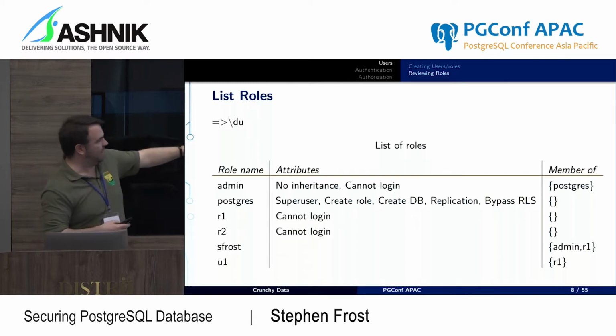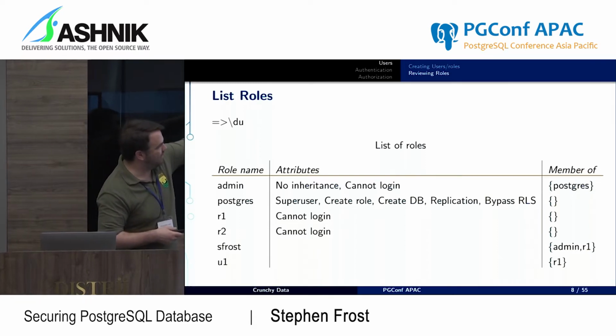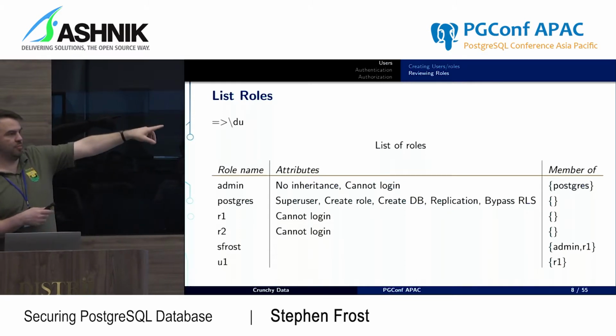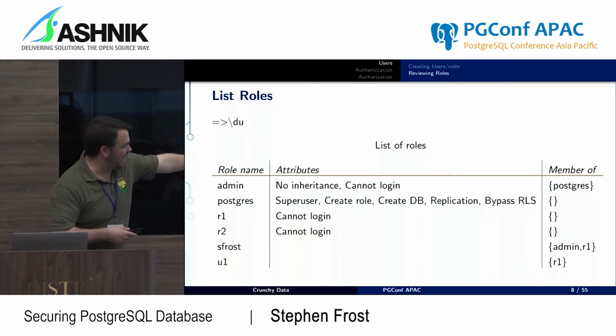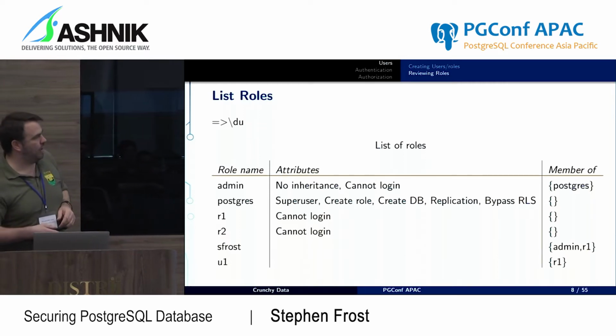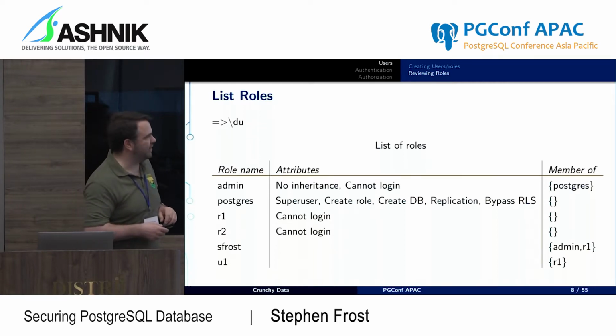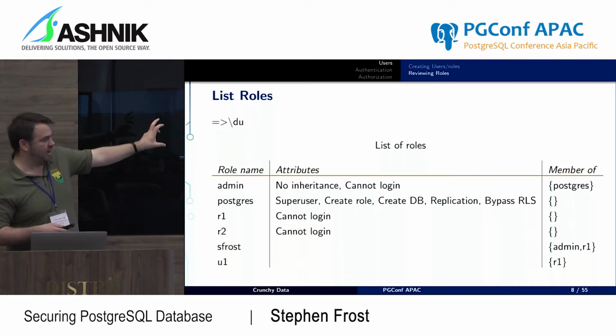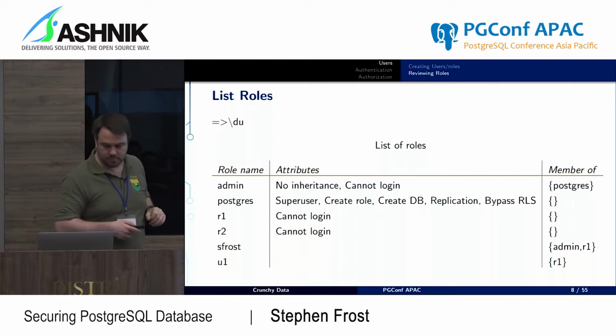So here you can see I've got a very similar setup to before. I have admin, which has no inherit and cannot log in, but they're a member of the Postgres role. And then I have sfrost down here, who is a member of both the admin role and the R1 role in this case. And here you can see R1 and R2 are roles, and they cannot log in.